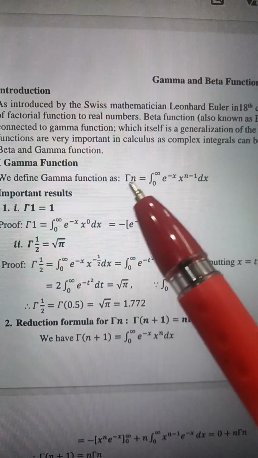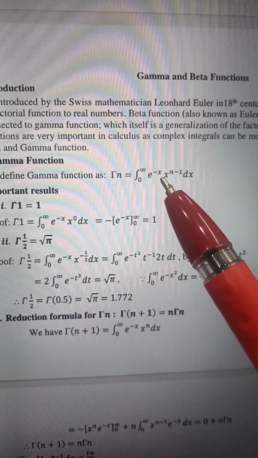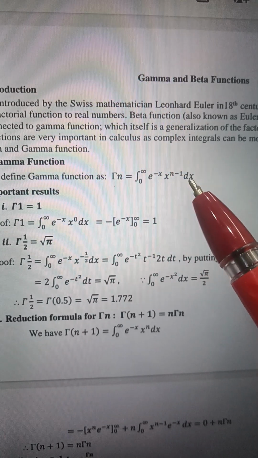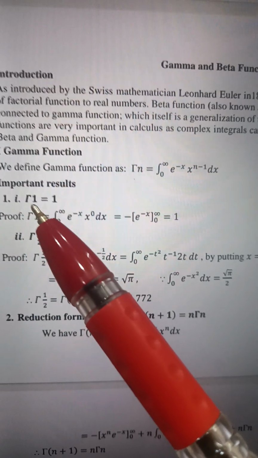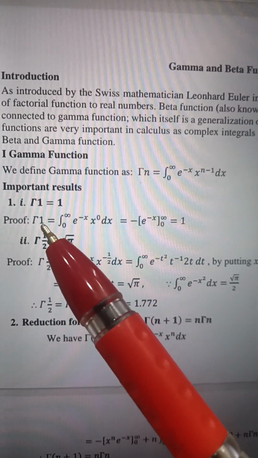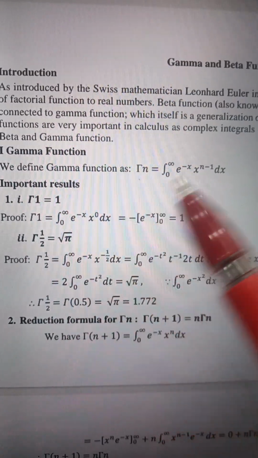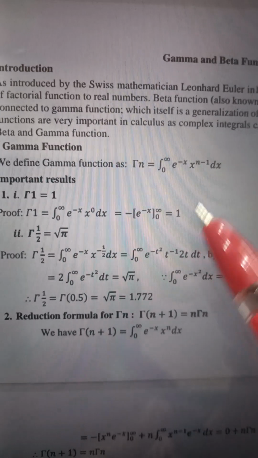Gamma function is denoted by factorial n is equals to integral from 0 to infinity e to the power minus x, x to the power n minus 1 dx. Important results. So our first result is factorial 1 is equals to 1. We will prove it. Let us see. Factorial 1 is equals to, so this is our representation. Gamma function is denoted by like this.